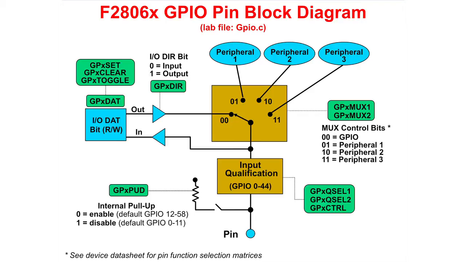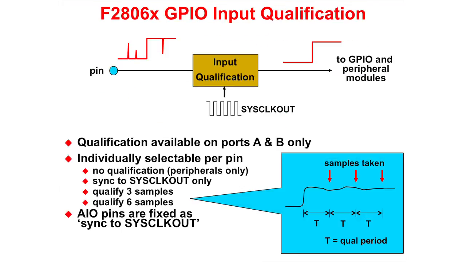As you can see, the GPIO multiplexer can be set to select up to 3 other possible peripheral pin assignments. Also, the pin has an option for an internal pull-up. The GPIO input qualification feature allows us to filter out noise on a pin. The user would select the number of samples and qualification period. Qualification is available on ports A and B only and is individually selectable per pin.